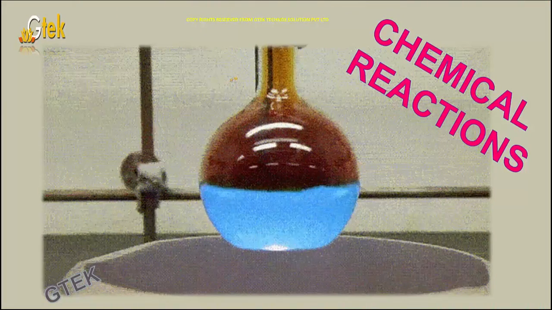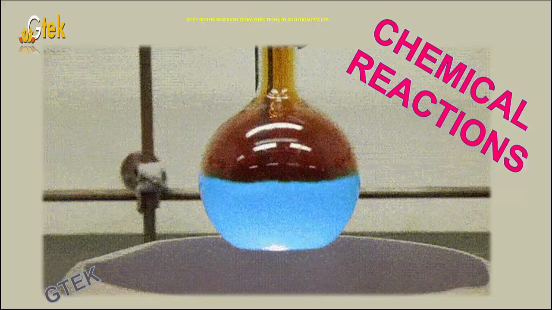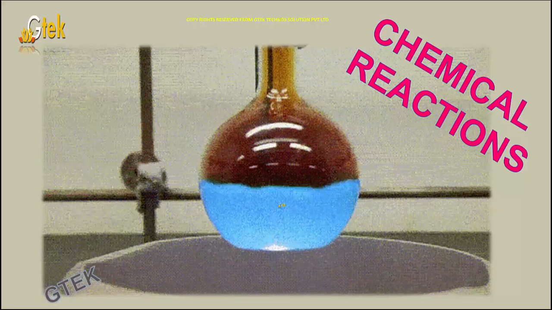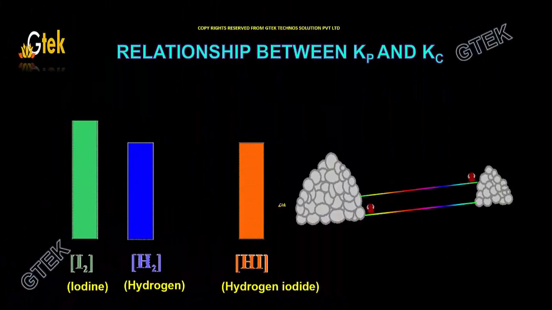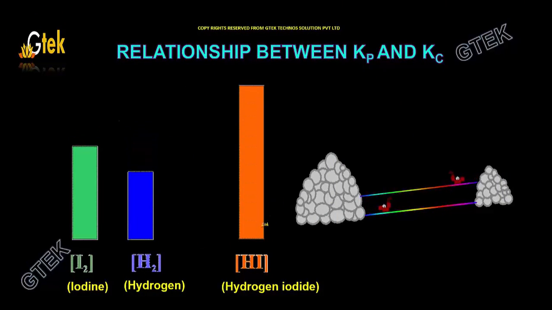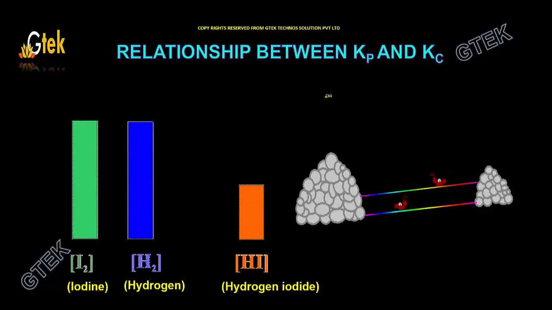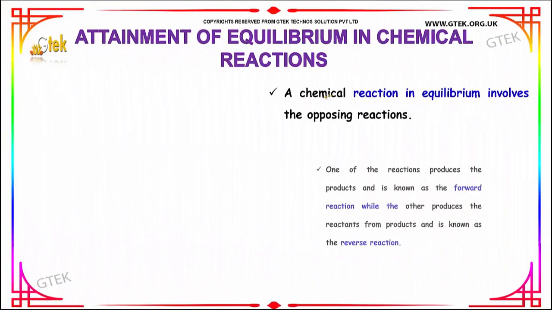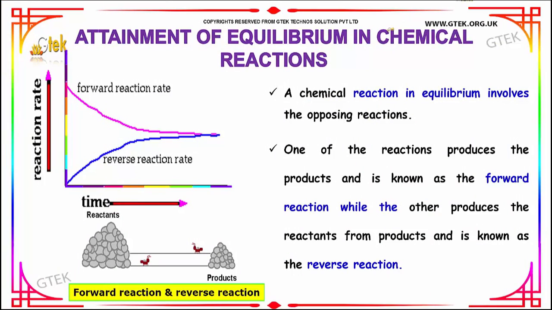Chemical reactions are nothing but how the reactants mix up to form the products. Followed by that, I am going to talk about the relationship between Kp and Kc. Attainment of equilibrium in chemical reactions: a chemical reaction in equilibrium involves opposing reactions. One of the reactions produces the product and is known as the forward reaction, while the other produces the reactants from the products and is known as the reverse reaction.